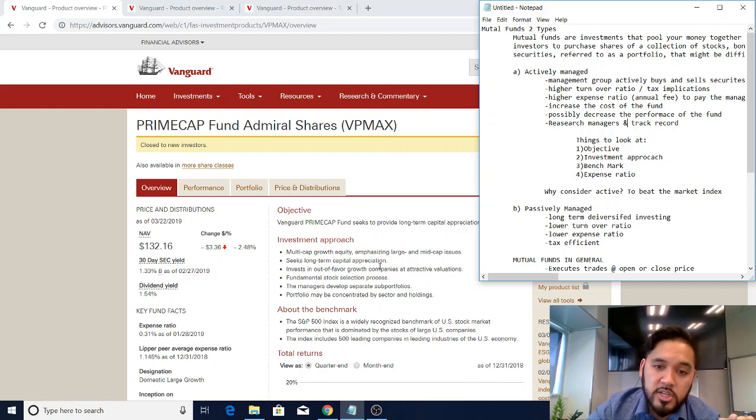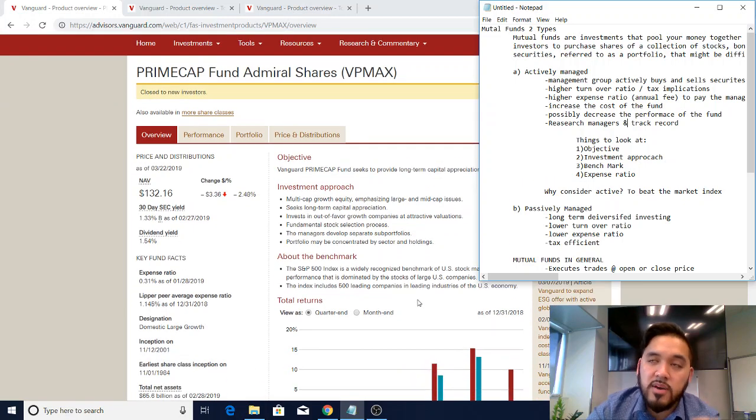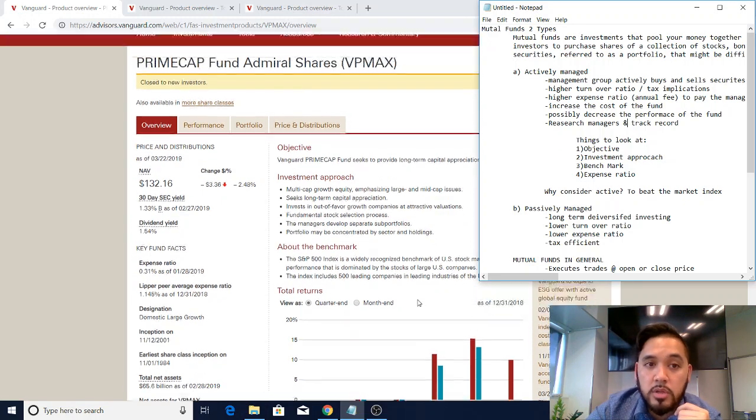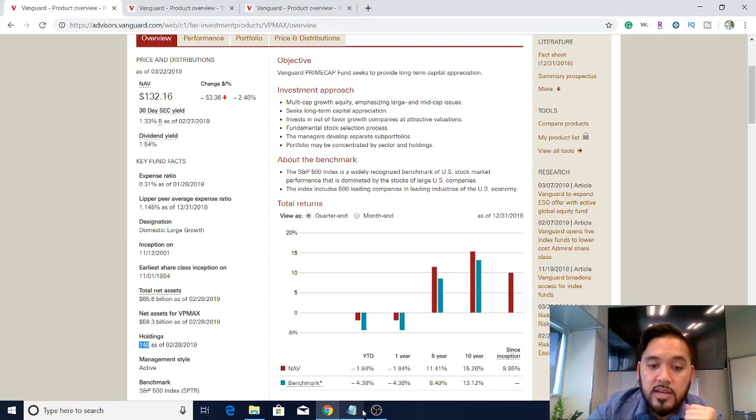So it has large cap, mid cap, capital appreciation, aggressive growth, as well as comparing their investments to the S&P 500. With the S&P 500, they use that one as a benchmark. The S&P 500 is 500 large cap stocks, so there would be 500 stocks in that index. However, when you look at the Prime Cap actively managed fund, they only have 140 holdings of that S&P 500.